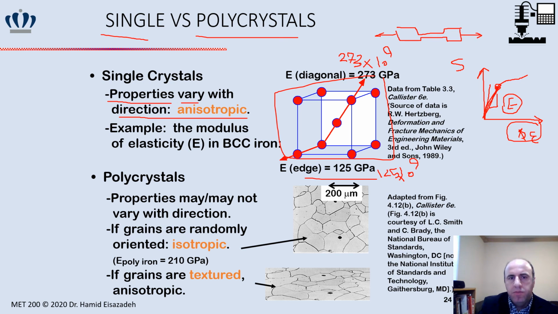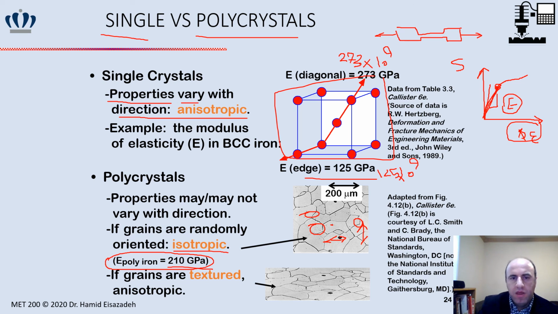In the polycrystal, because the grains are located and formed randomly, the size of the grains is going to be random, so the property is going to be isotropic, and in all directions you see similar Young modulus. For example, this is the Young modulus of iron.